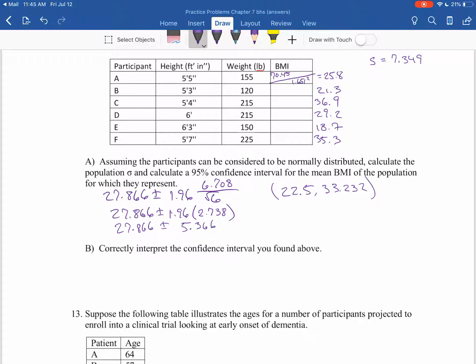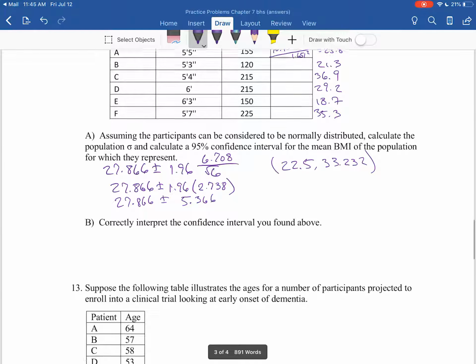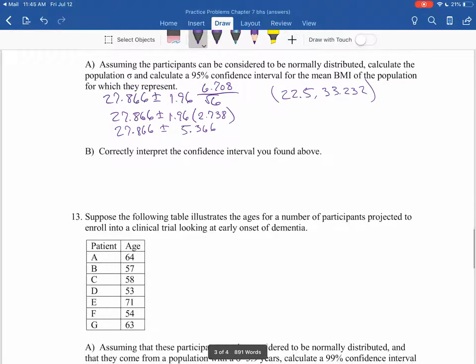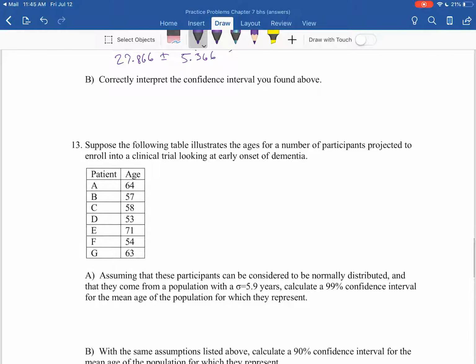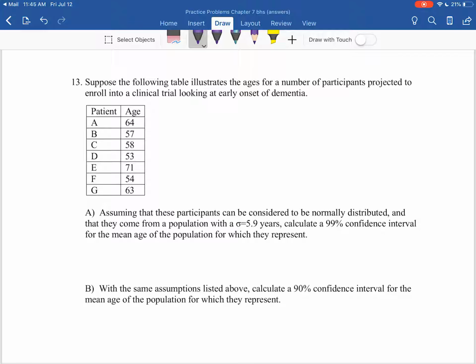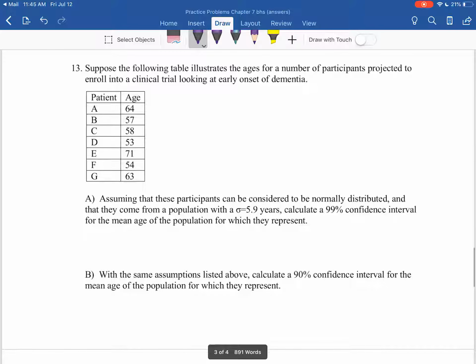Correctly interpret the confidence interval. I'm going to rewrite that after it, but just like we have been doing, you're going to want to say that we are 95% confident that the interval from 22.5 to 33.232 actually does contain the true value of mu, as you can see in the answer key. But I'm going to move this along. I did the other one. I forgot to write that one before I started the video. I'm not going to waste time watching you write a sentence out.